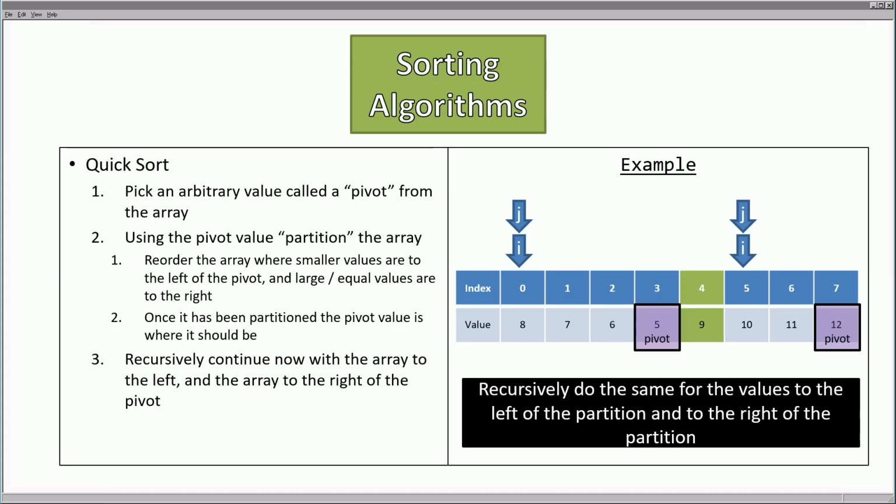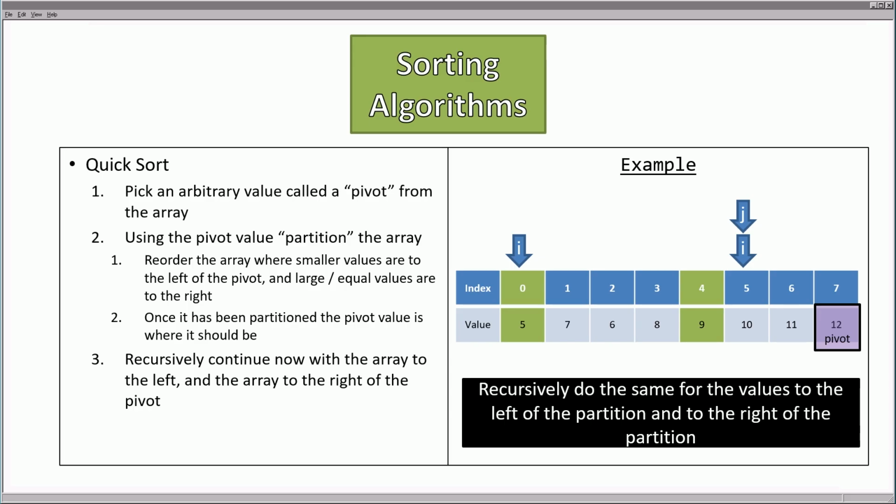So 8 is not less than 5. 7 is not less than 5. 6 is not less than 5. 5 is not less than 5. And so, as we've reached the end of this, we now have to swap the value found at the pivot with the value found at i. And so that's where 5 belongs.